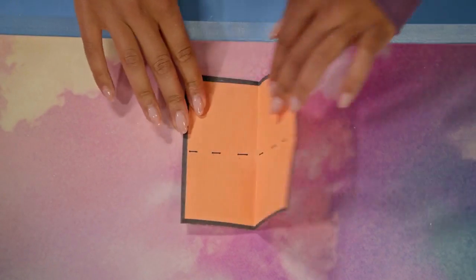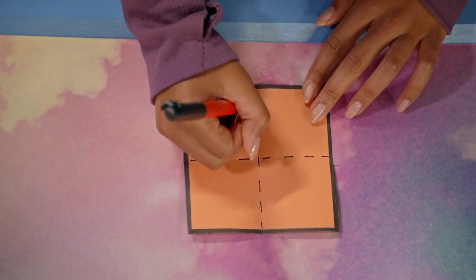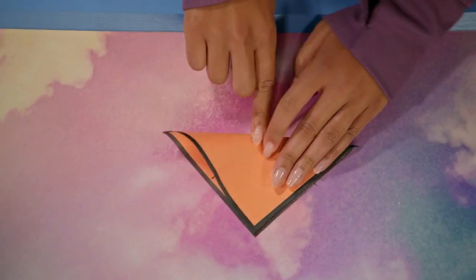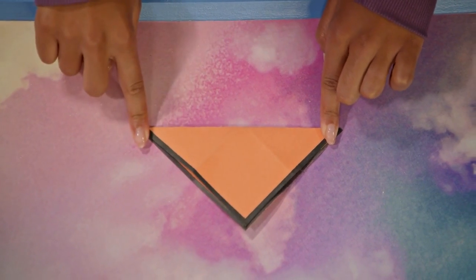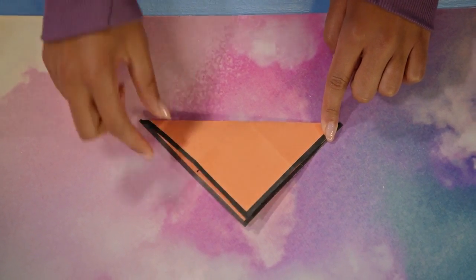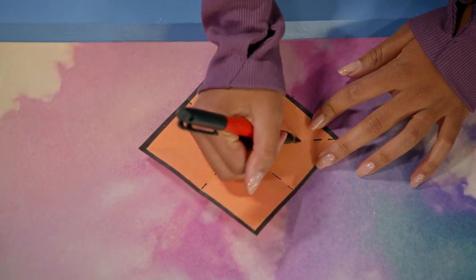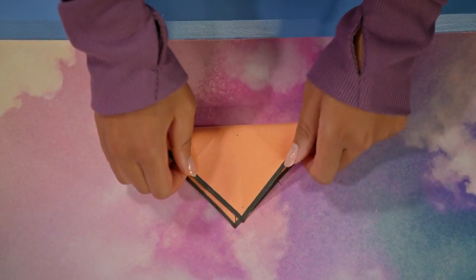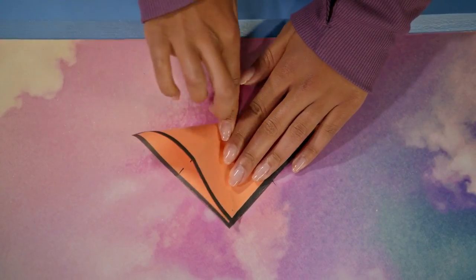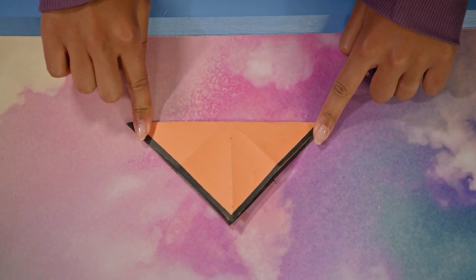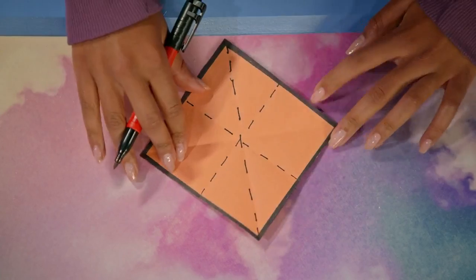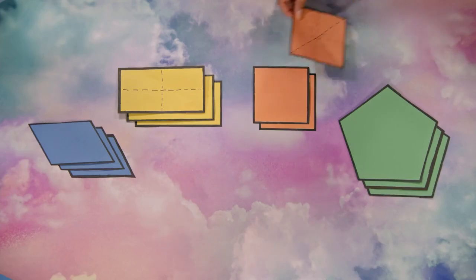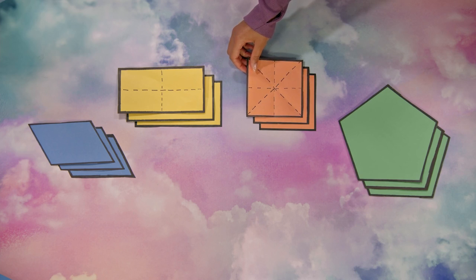Both sides match, so that's a second line of symmetry. Let's try diagonally. Cool. It folds exactly in half diagonally. That's a third line of symmetry. We can also fold it diagonally the other way. Look at that. It's exactly in half. So that's a fourth line of symmetry. You got it. A square has 4 lines of symmetry.